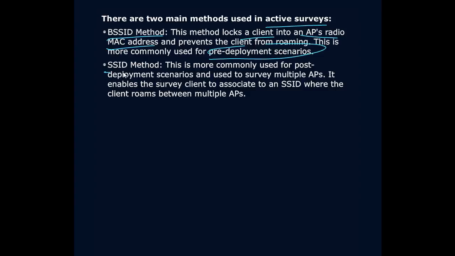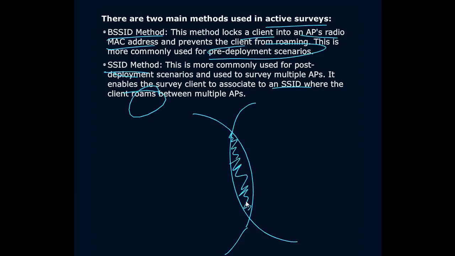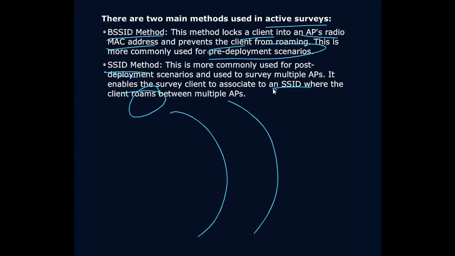There is the SSID method. Now, this is used in post-deployment methods most of the time. And this is to make sure that our survey client can associate with an SSID and roam without significantly seeing a change in service. So this is to check our coverage between cells. Excuse my Venn diagram, but this is to check this area in here to see if we can roam between cells. Service set ID testing is just to test the limits of a single AP. So different distances, signal strength, and data rates.